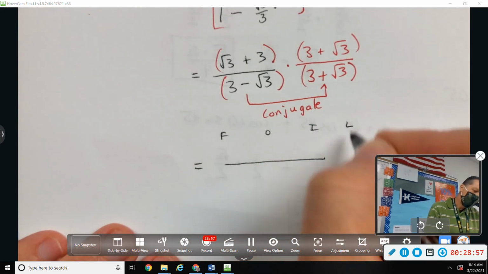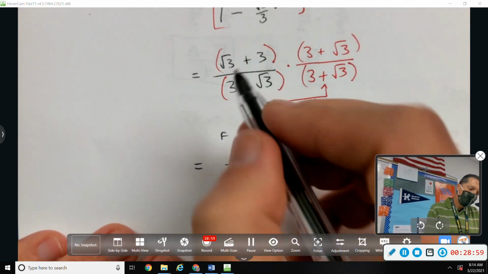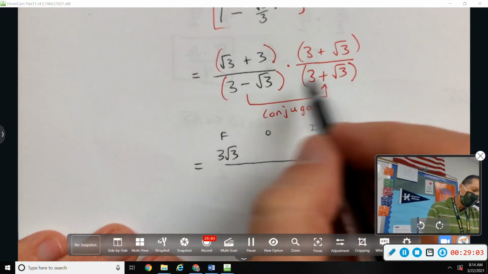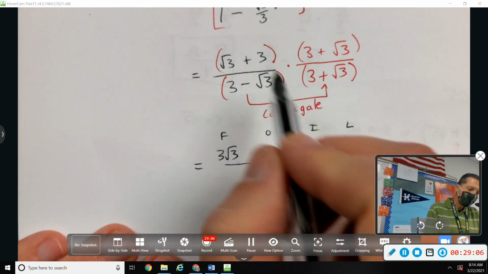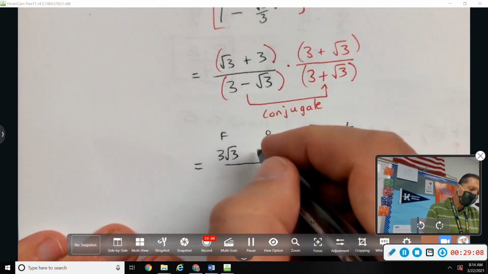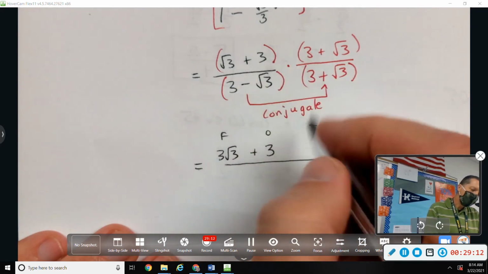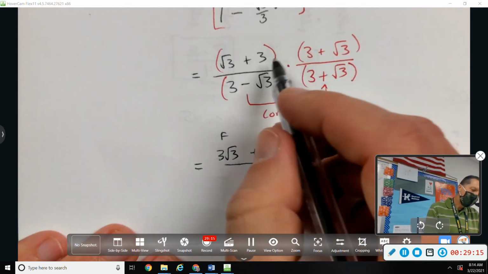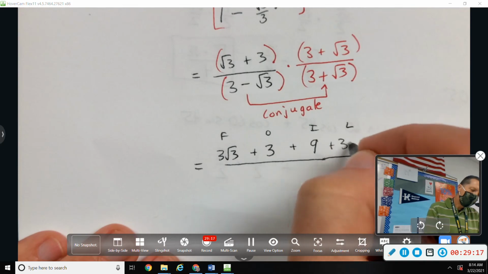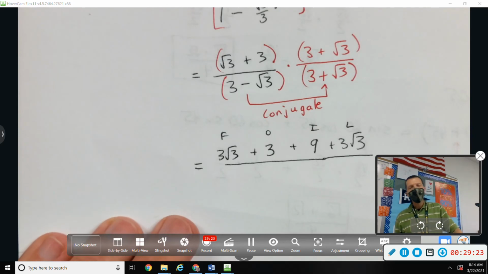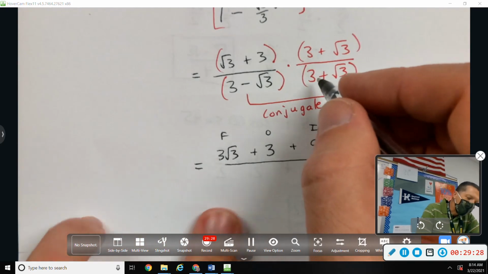Most of you probably don't write out FOIL. First, 3 root 3. I'm going to write it out this time because I got 3's everywhere. Outside, root 3 times root 3 would be 3. Inside, 3 times 3 is 9. And last, 3 root 3. And I guess I could either FOIL the bottom or clean up the top. It doesn't really matter. I guess I'm in FOIL mode, so I'll keep FOILing.